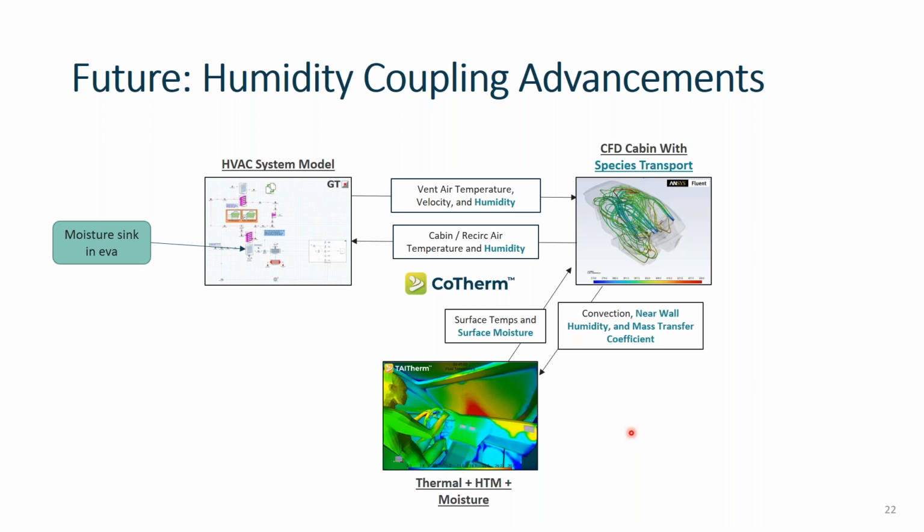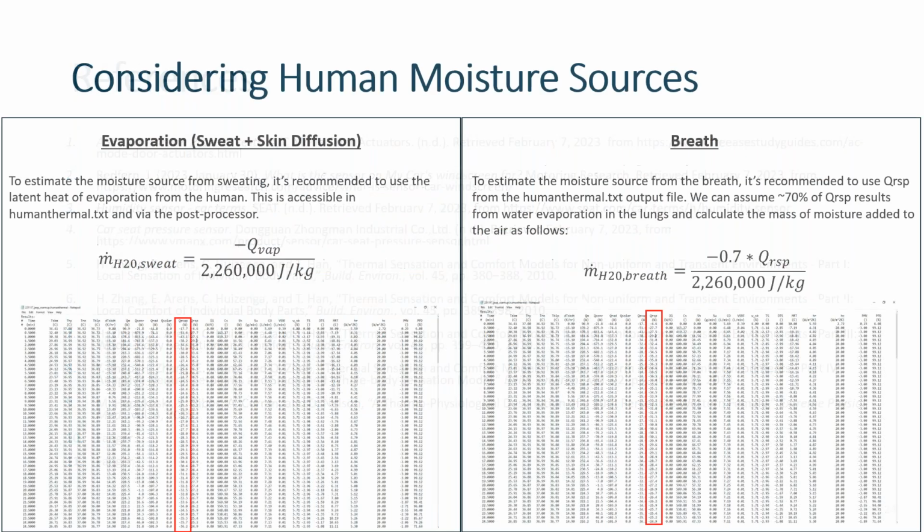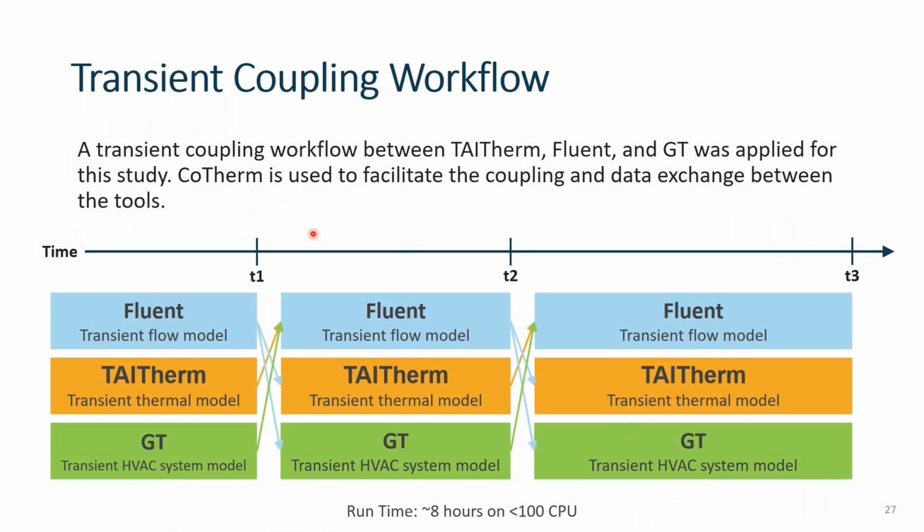And is it transient coupling? It is. Maybe I have an extra slide actually. Yes, so this is the fully transient coupling workflow in this case. Each of the models is a transient model, GT, TAITherm, Fluent, and then we're identifying a coupling interval. In this case, 10 seconds, and then we're passing information between them. But each of them is running in transient.